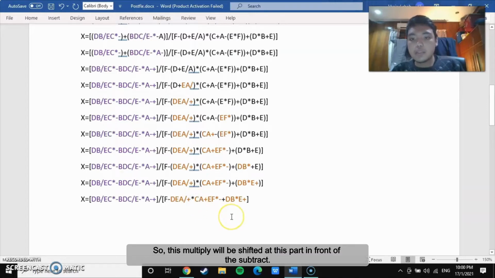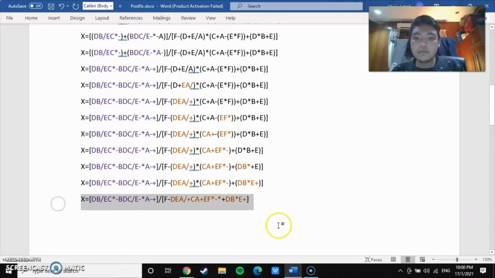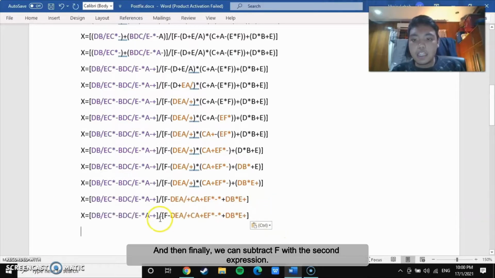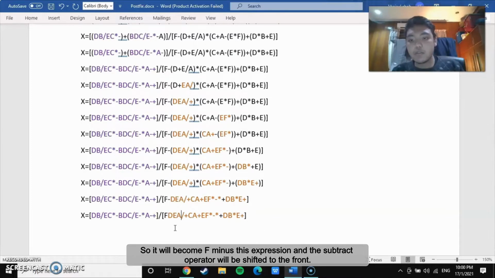So this multiply will be shifted to this part in front of the subtract. And then finally, we can subtract f with the second expression. So it will become f minus this expression, and the subtract operator will be shifted to the front.